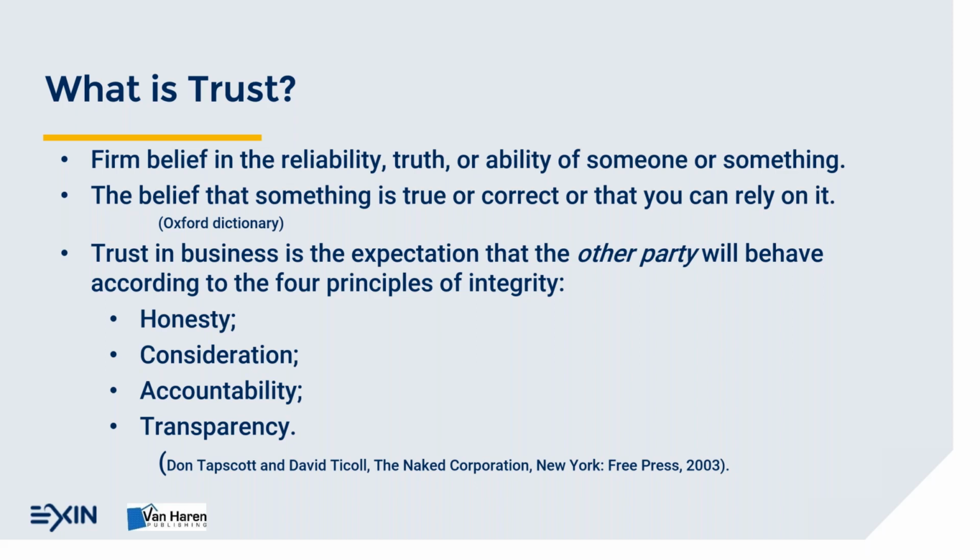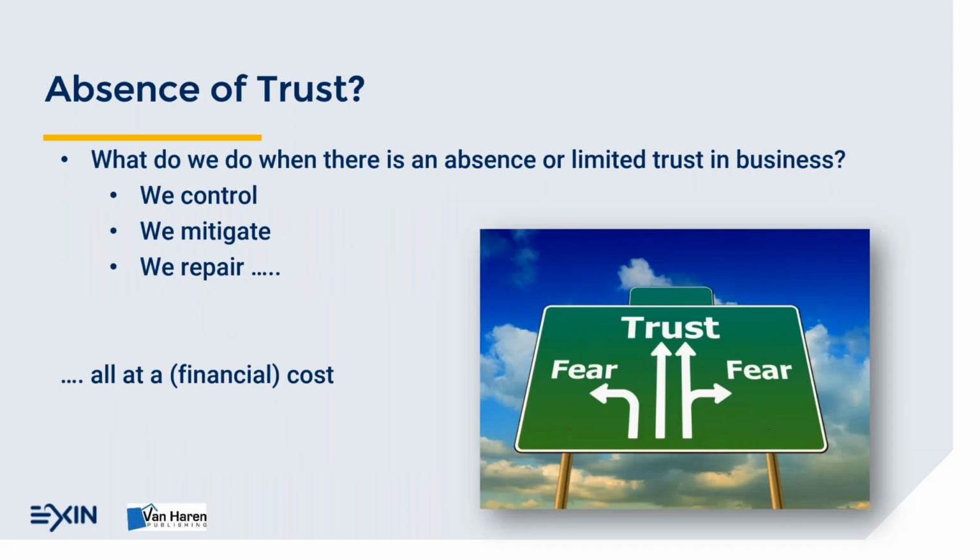Accountability is to take accountability, being committed and showing commitment, and owning your problems. And transparency is a way of talking about things with active openness in sharing information. Well, when there is an absence of trust, we try to control, to mitigate, we try to repair. So when you look at blockchain, as I will show later on, blockchain will change a lot in terms of trust, but also in terms of how we're doing business.